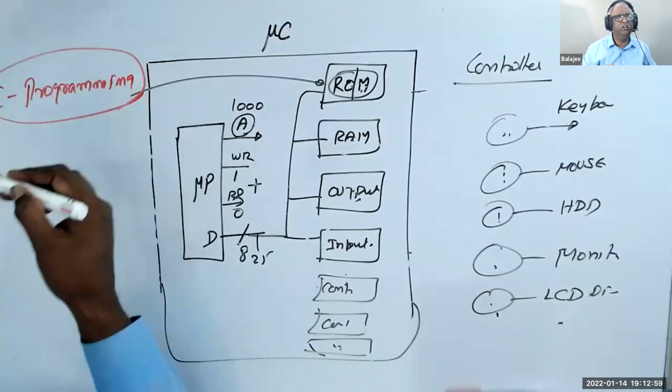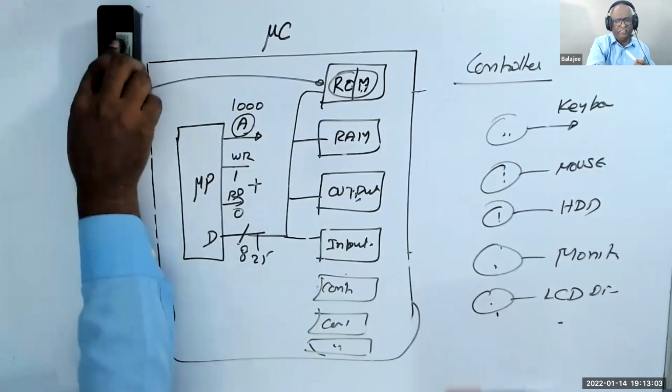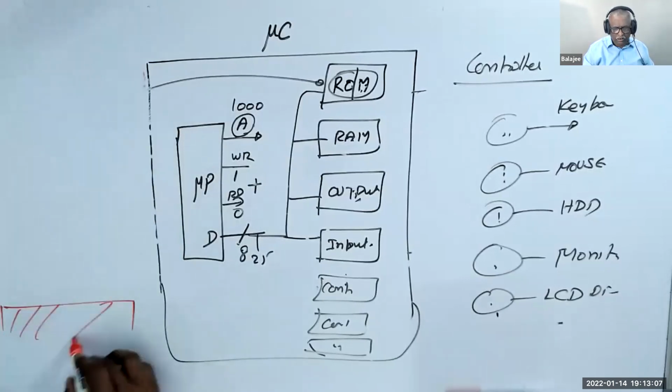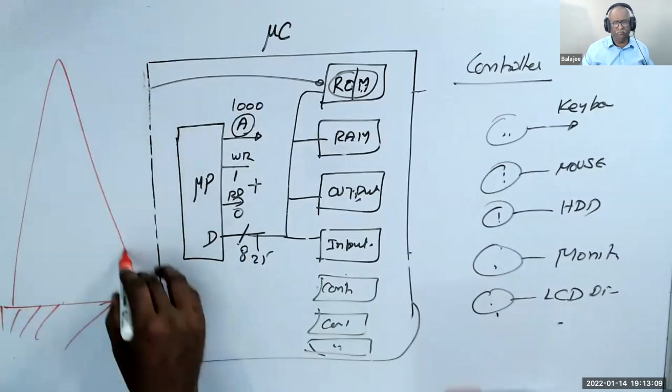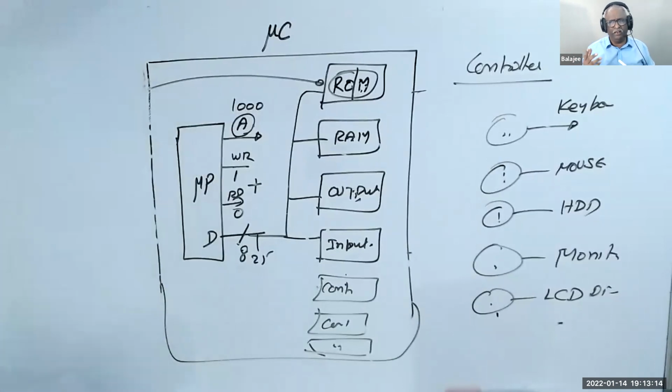Unless you are good on this, nothing can work. All these things, the base is only this. So if the base is not strong, you cannot build a big building. To construct a big building, your base of C programming has to be strong. So this is what we discussed in the last session.